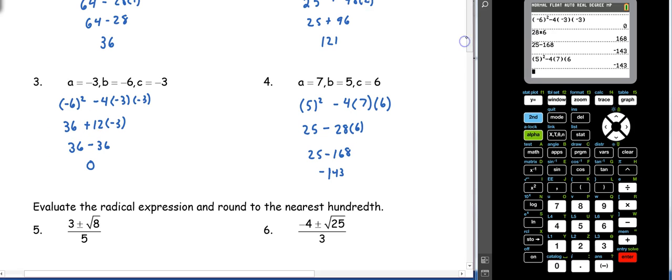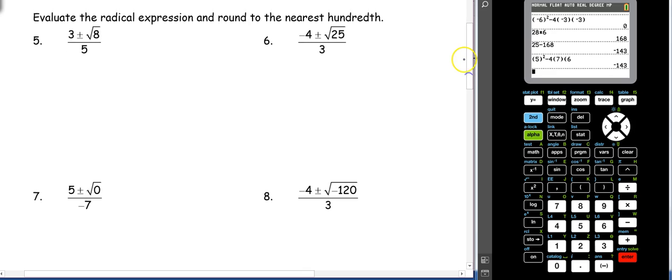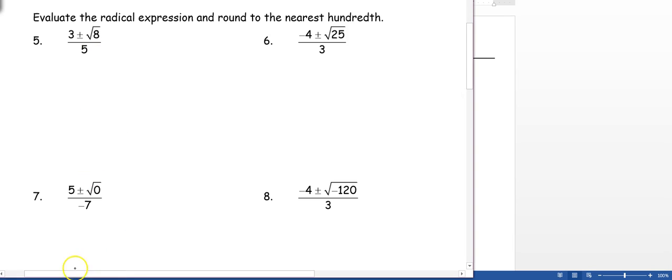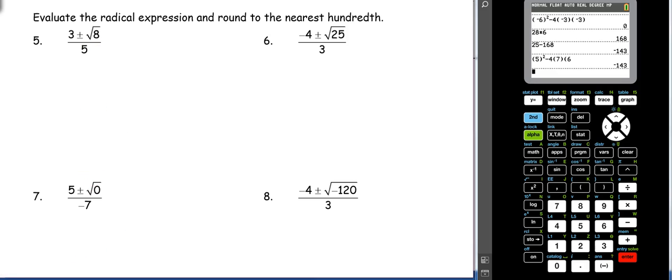The other part of this video that we're going to talk about is evaluating the radical expression, and we're going to round to the nearest hundredth. So when we evaluate the radical expression, we're going to split this into two parts because there's a plus and a minus sign. So there's actually two answers from this. We get 3 plus the square root of 8 divided by 5, and 3 minus the square root of 8 divided by 5. When we use our calculator, we first enter the numerator and hit enter, and then divide by our denominator.